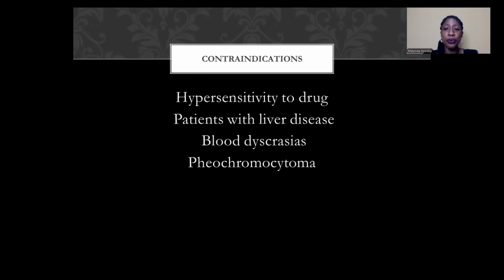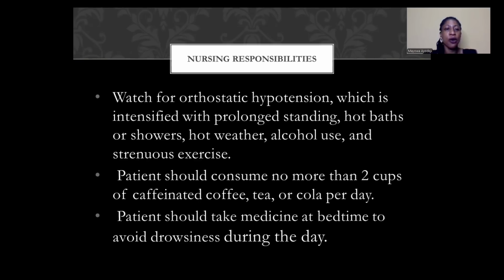It is a hormone-producing tumor of the adrenal gland. What happens in this condition is that the blood pressure goes up abnormally, the heart rate, the BP, the respiratory rate, everything goes up abnormally. So this particular medication is contraindicated in a patient with pheochromocytoma. Then nursing responsibilities. Watch for orthostatic hypotension, which is intensified with prolonged standing, hot baths, showers, hot weather, alcohol use, and strenuous exercise.